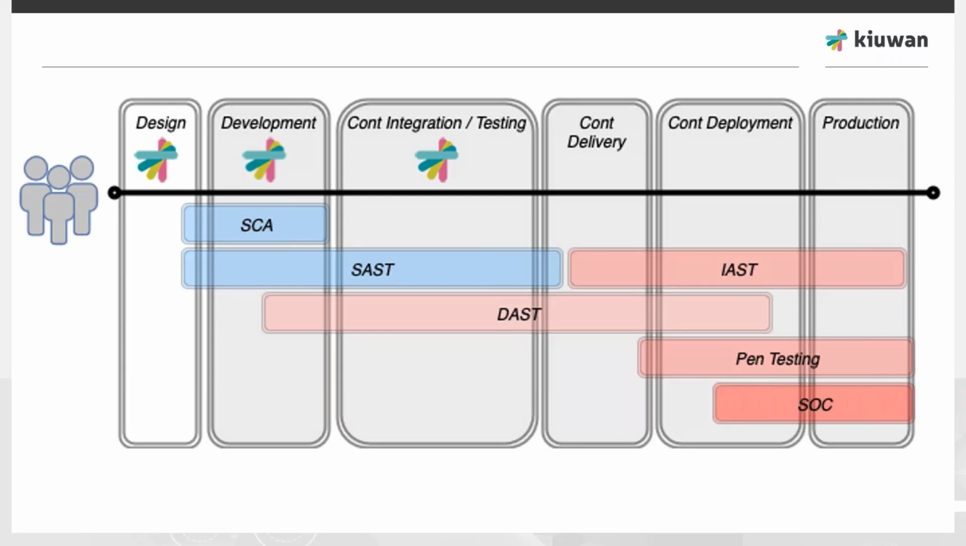In the big picture, Kiuwan with our SAST and SCA products live towards the left side of the pipeline. And as you move farther right, then you start to introduce other concepts from different companies for DAST, IAST, and other types of hardening and testing for your software.